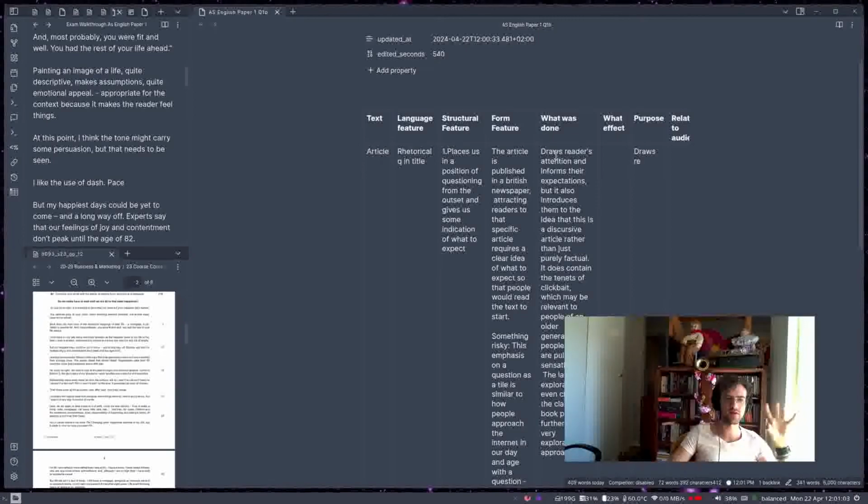But this exam isn't actually looking at change in language and stuff like that. It's just a nice thing, especially for the A-level students to be aware of. Now, it does contain the tenets of clickbait, which may be relevant to people of an older generation. Older generation of people, the people who are more likely to read a print version of a newspaper, are the ones more likely to be drawn in by clickbait because they haven't learned necessarily how to fact check. So I can explore that. I don't think I'm going to go down that rabbit hole, but I'm just writing down my thoughts here.